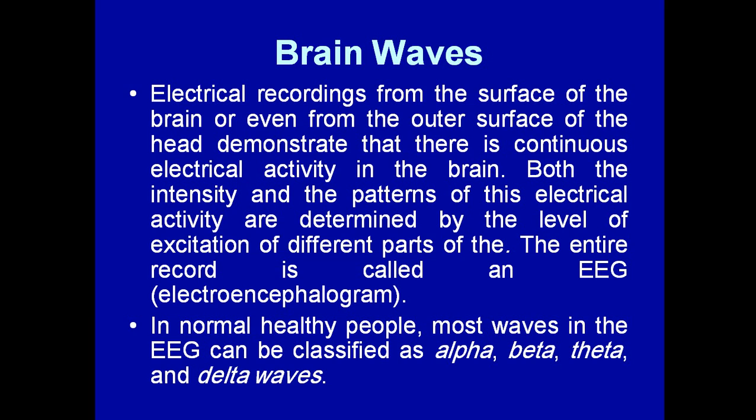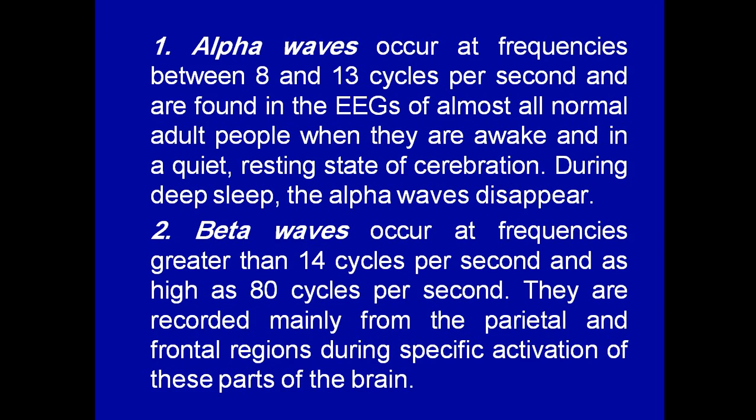Both the intensity and the patterns of electrical activity are determined by the level of excitation in different parts. In normal healthy people, most waves in EEG are classified as alpha and beta, while theta and delta waves occur in certain conditions that we will come to later on.